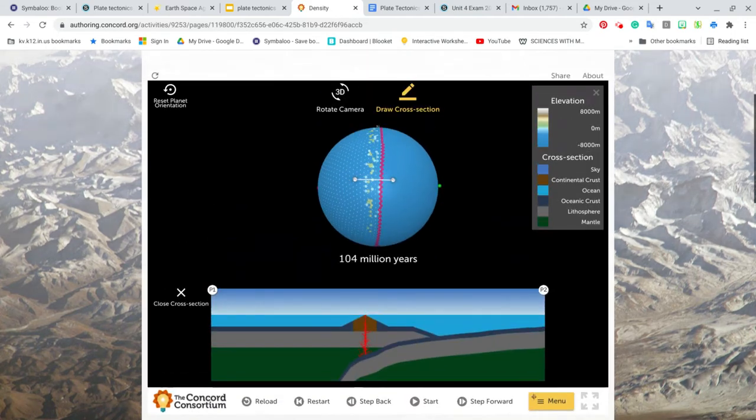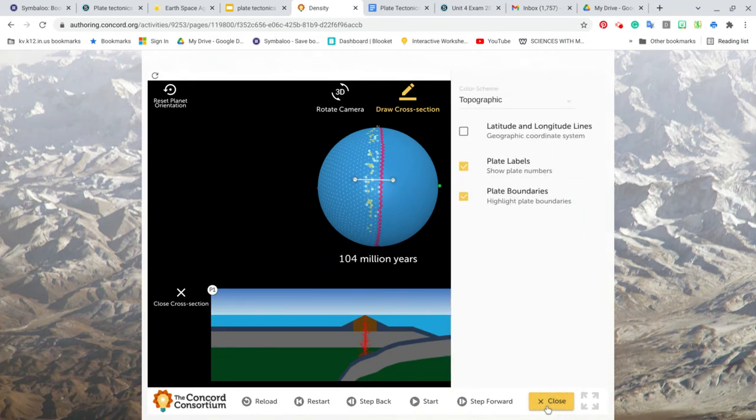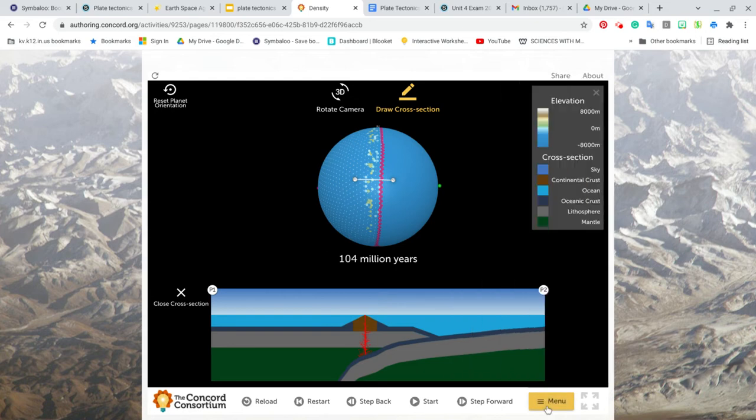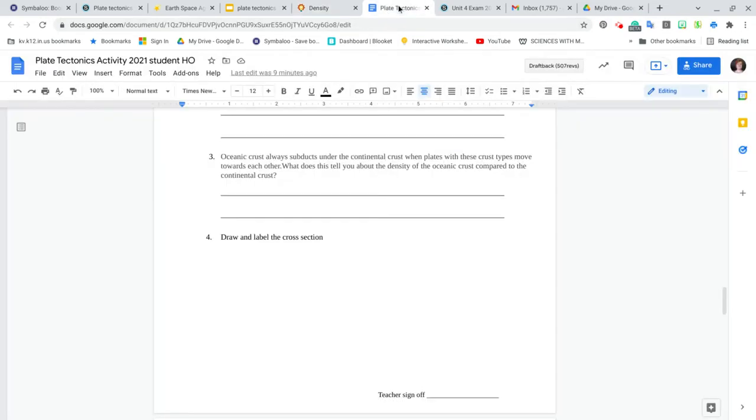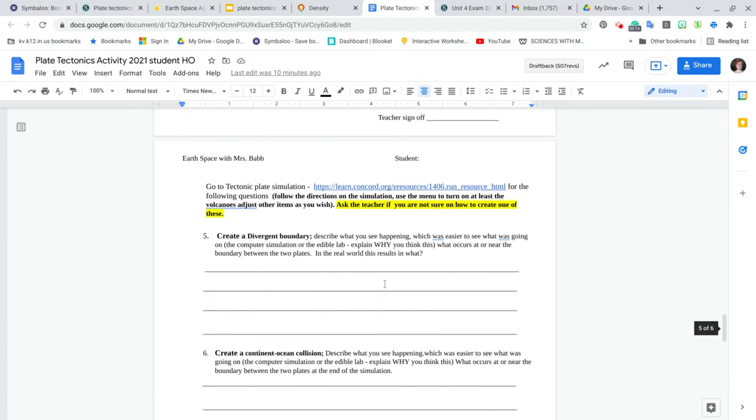Menu. Plate labels are being shown. Plate boundaries. Okay. And then they're telling you what's going on here if you needed some more information. Okay. Moving forward.